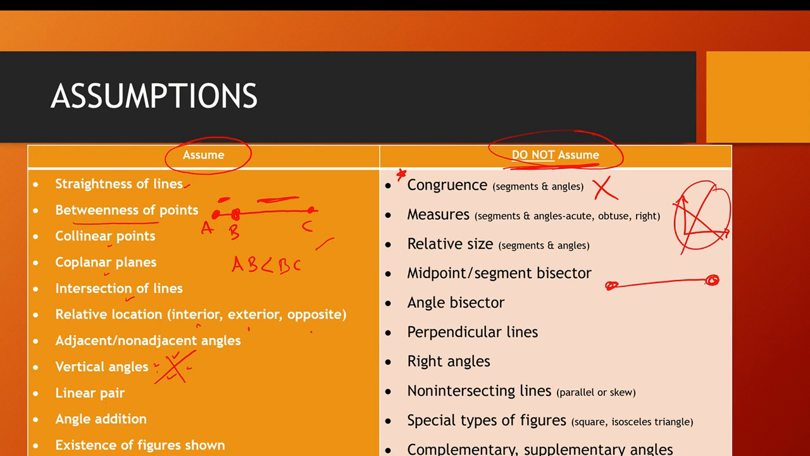If I gave you something like this, A, B, and C, but that's all I gave you, you cannot assume that that is the midpoint. You cannot say that unless I gave you this, right? Because that's telling you these two segments are congruent. So again, we cannot assume that.